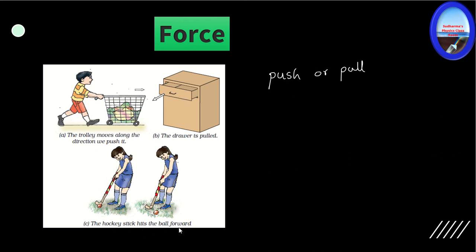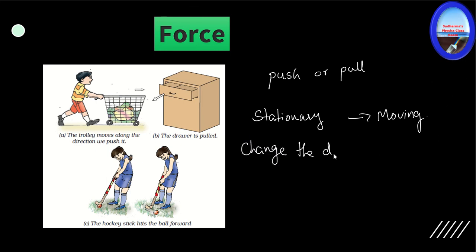The hockey stick hits the ball forward. Initially the ball was stationary, and when the hockey stick hit the ball, the ball starts moving. So we can understand that a stationary object can be moved by applying a force. A stationary object, stationary to moving. This is one effect of force. Another thing is, if the object is already moving, we can change the direction of motion by applying the force.